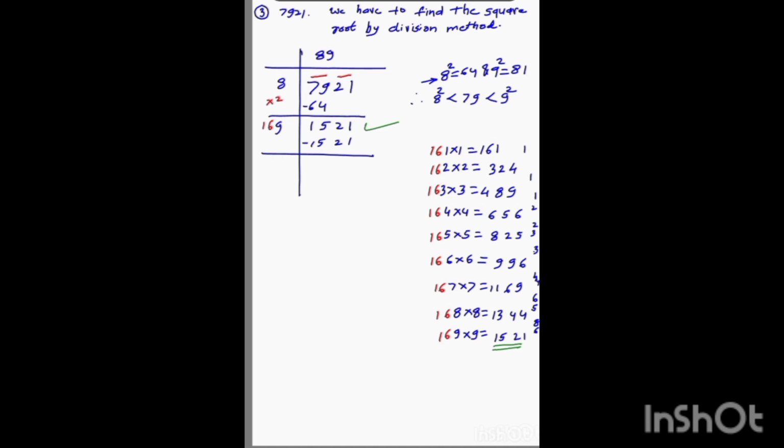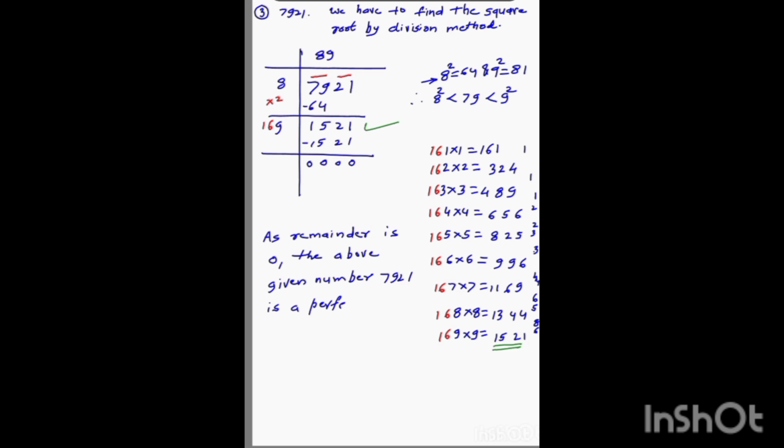Subtraction leaves you with 0, or the remainder is 0. Then as the remainder is 0, you can definitely comment that the given number 7921, the original number, is a perfect square, a perfect square of 89.